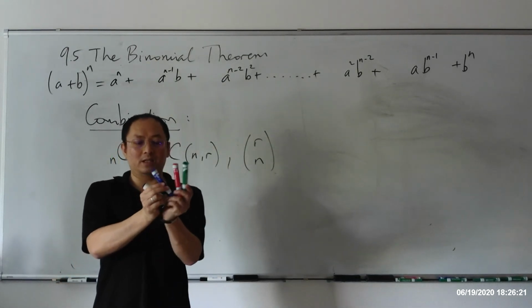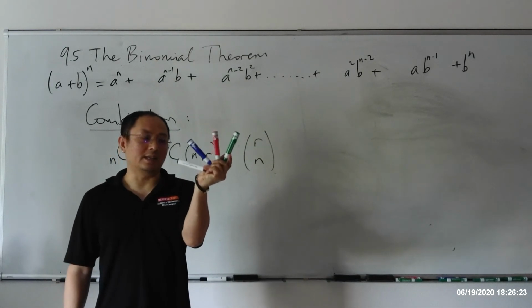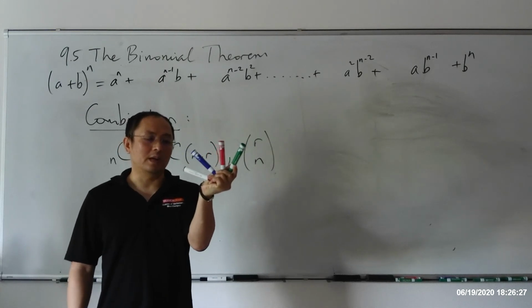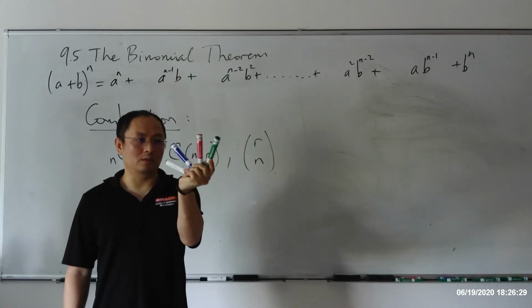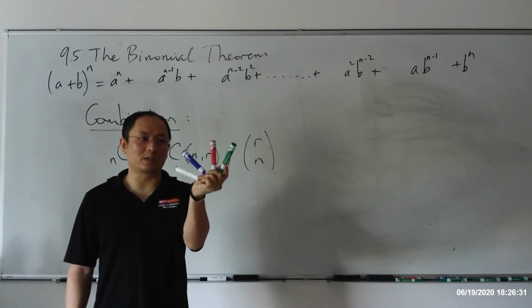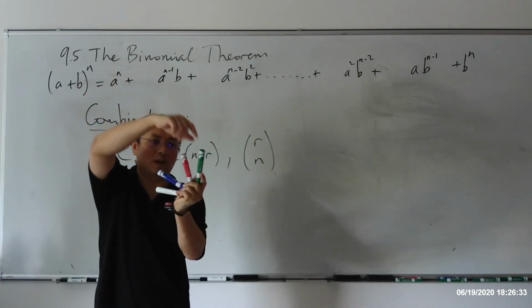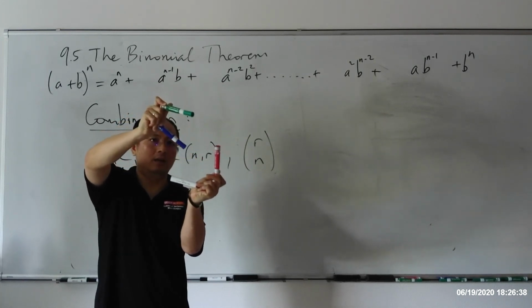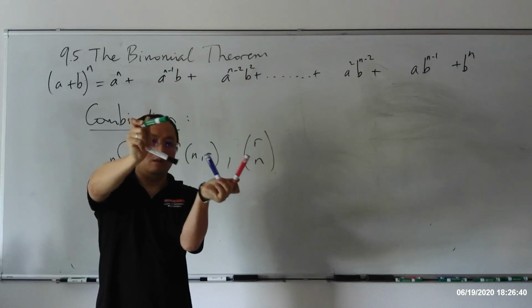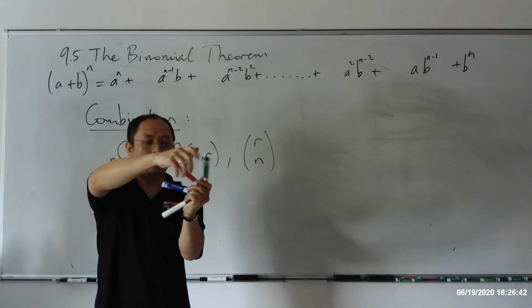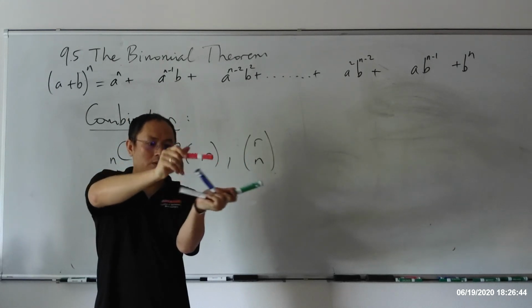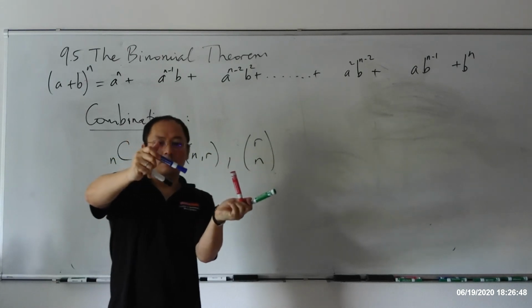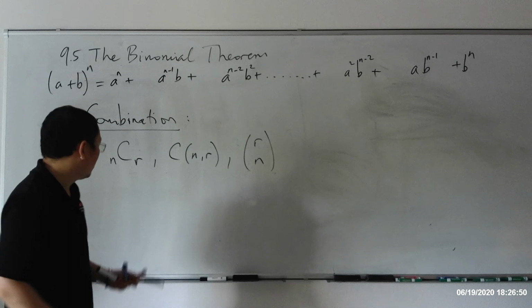Say you have 4 markers. You see 4 markers, 4 different colors. And say I want to choose 2 markers out of 4, regardless of the order. How many ways do I have to choose 2 markers out of 4? Let's count. I have green and red, one way; green and blue, second way; green and black, 3; and red and blue, red and black, 4, 5; and then blue and black, 6 ways.